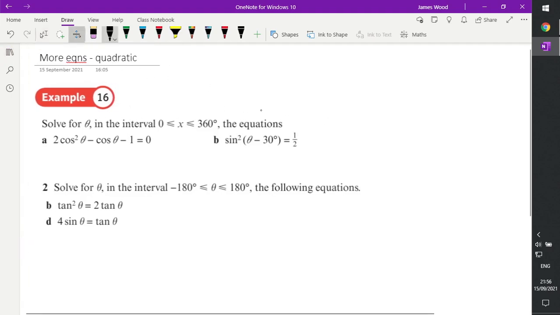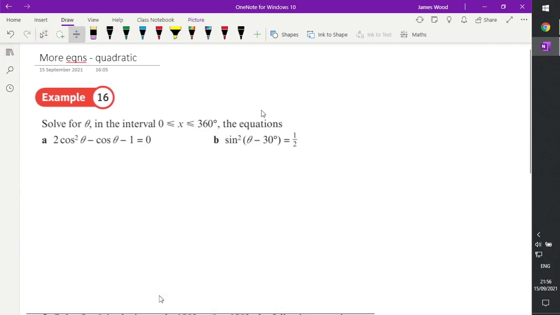Okay, I've got a couple of extra questions here to look at that involve quadratics. This first one, well, it's just a regular quadratic. It just happens to have cos squared involved. So you can solve this quadratic however you want. You could factorize it. You could use a formula. I am just going to use my calculator, I'm afraid. But that's fine. You can do that in the exam unless it says otherwise.